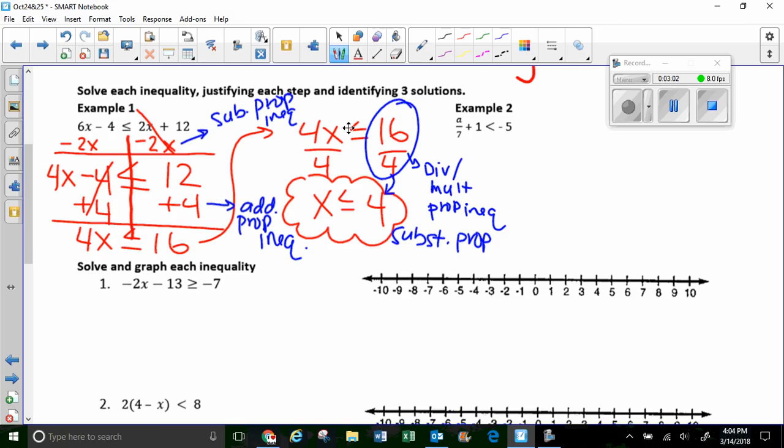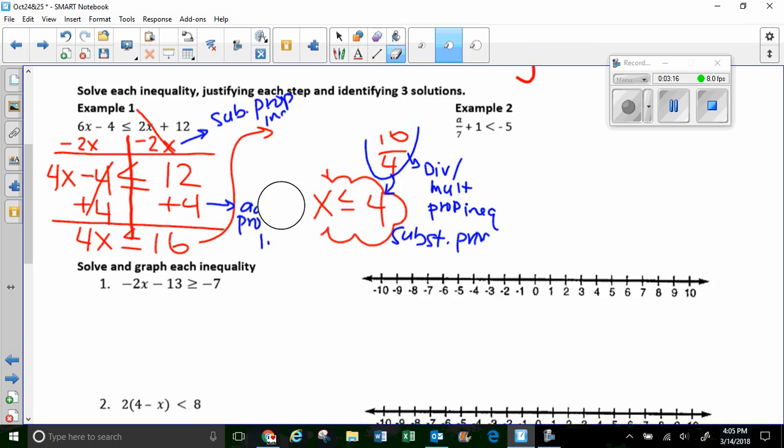So there you have it. Make sure that you get down those properties and have all your notes. Feel free to pause if you get stuck on anything. And let's go ahead and look at example 2. I'm going to erase this.